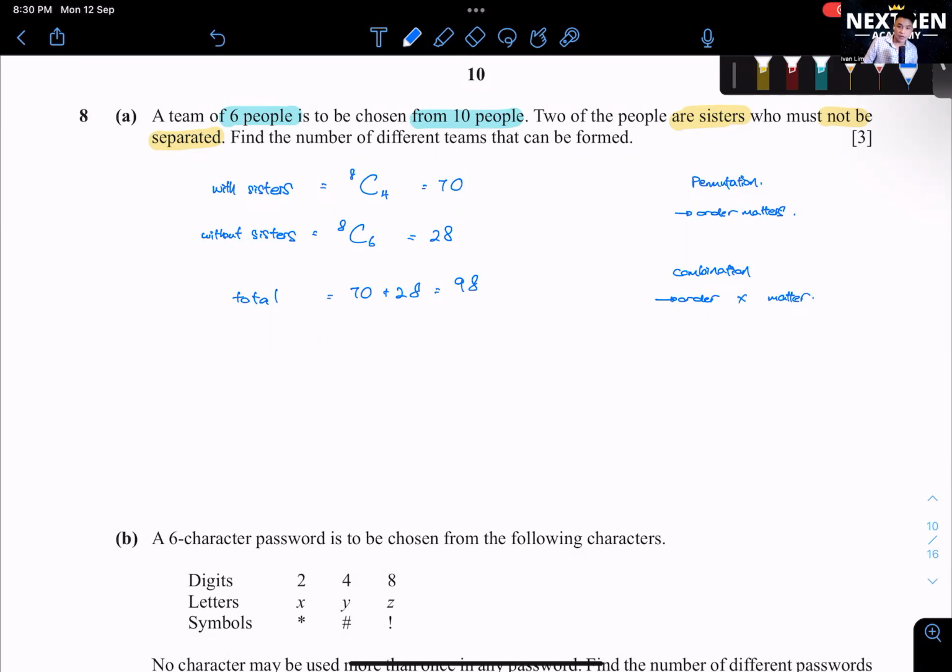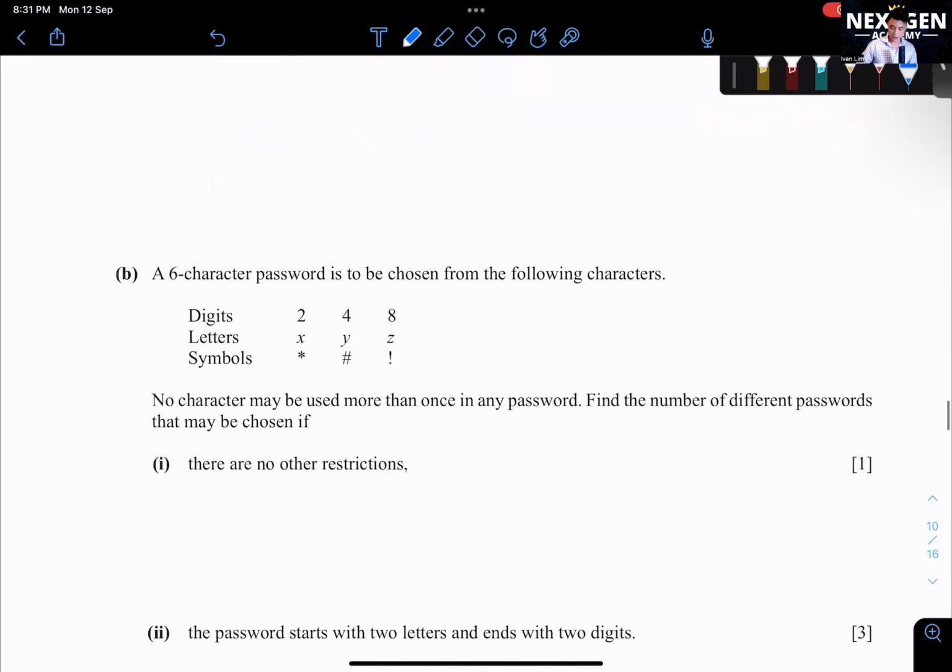Okay, it doesn't matter, right? As long as you have 5 of you in the team, then you go and compete already. Everyone will just go and compete. So it doesn't matter, therefore it will be a combination. Always ask that question first, because if you use a wrong method, then the whole thing is wrong already. So this is a 3-mark question, and then just type in the calculator.